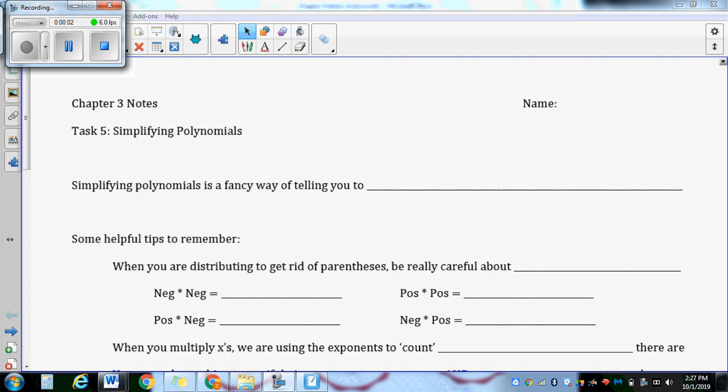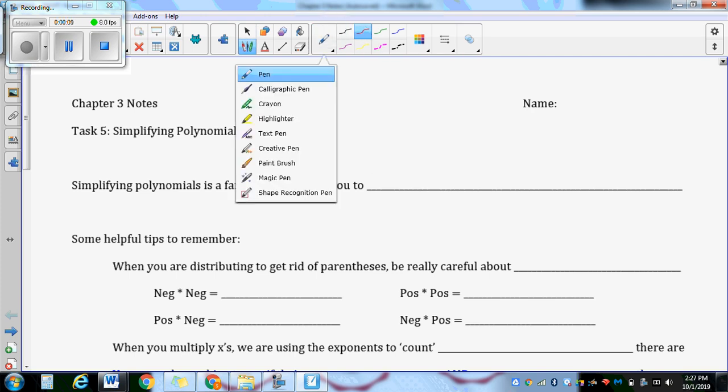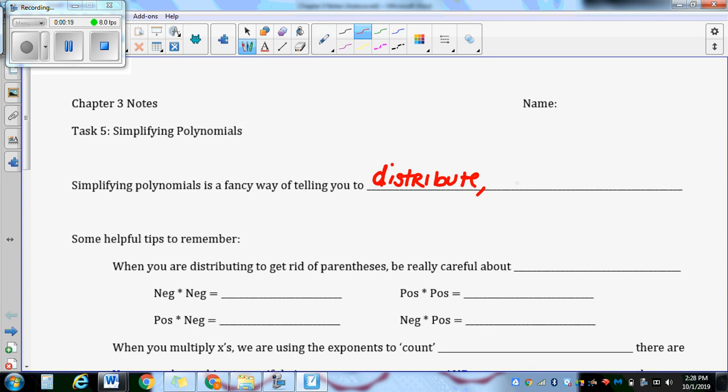When we simplify polynomials, that sounds terrifying, but it's really not. Simplifying polynomials is a fancy way of telling you to distribute to get rid of parentheses. It's telling you to combine like terms.